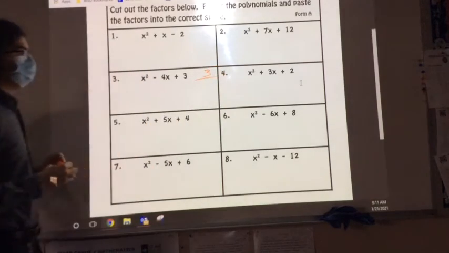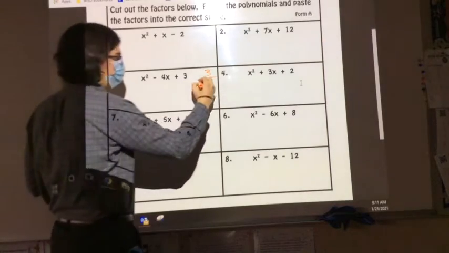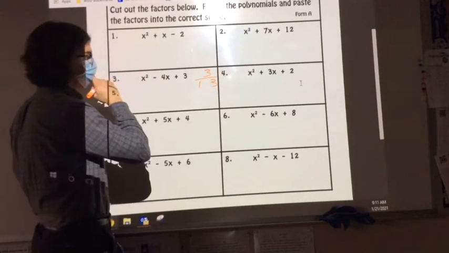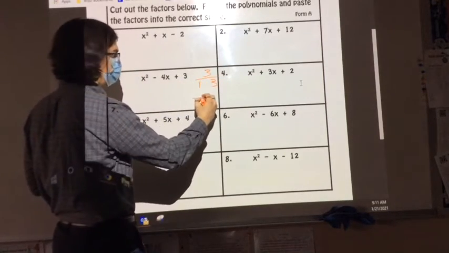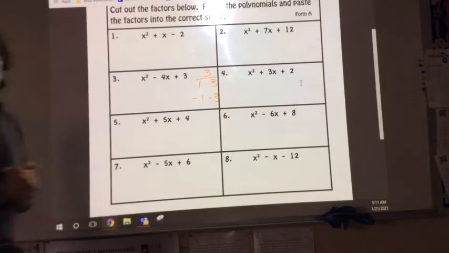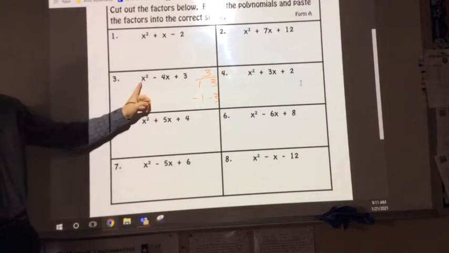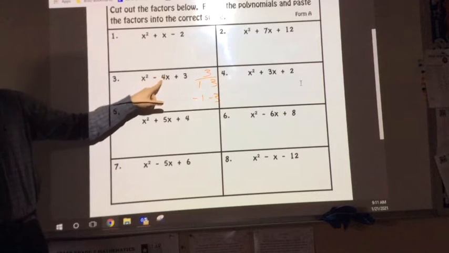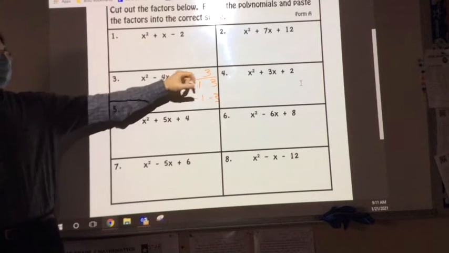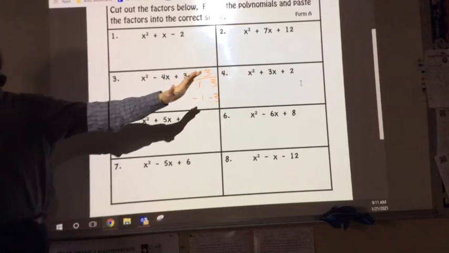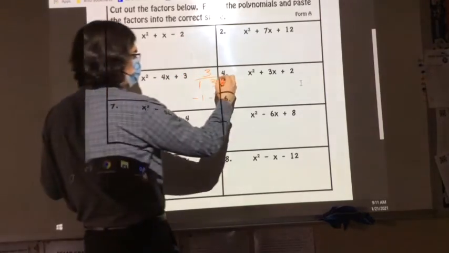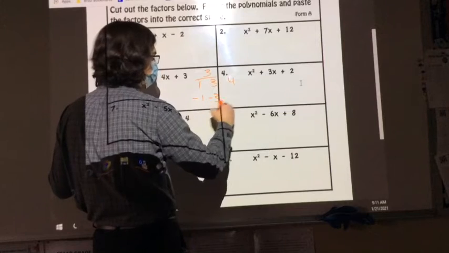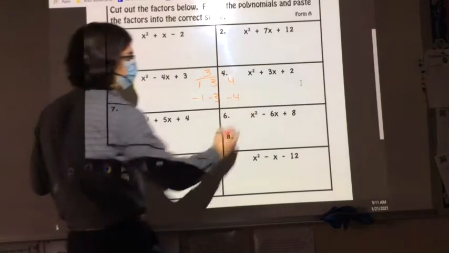Okay, let's list out the factors here. 1 and 3, -1, -3. Because remember, we're multiplying to get 3 here. We're not worried about this number yet. We're just trying to get 1 times 3, which is 3. Agreed? Well, 1 plus 3 is 4. -1 and -3 is -4.